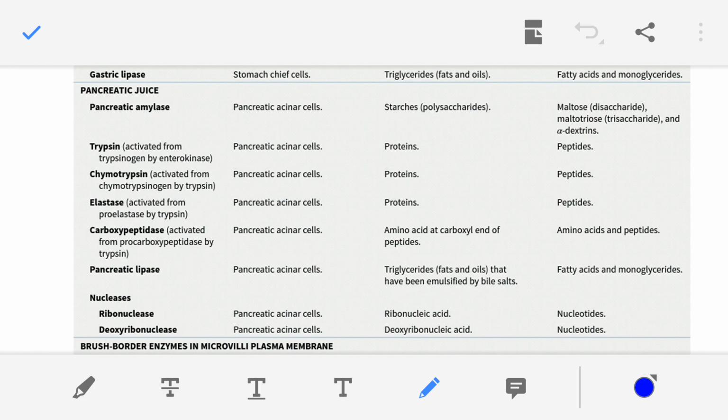Then trypsin. It is in an inactive form, trypsinogen, and trypsinogen is activated by enterokinase and converted into active trypsin. Now what is this trypsin doing? Trypsin digests the protein and peptides are formed.